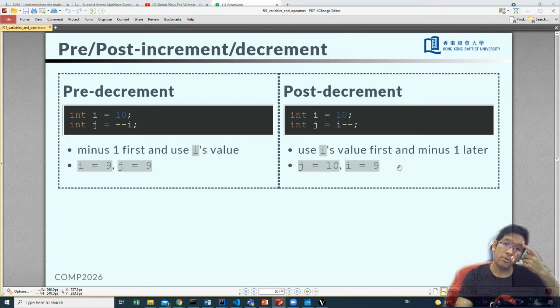Now, how about this one? Pre-decrement and post-decrement work very similar to the increment. If I equals 10 and we have minus minus I, this minus minus will operate first and then take the new value of I and assign it to J. So that will give us I equals 9 first and then J equals 9. Post-decrement, in this case, we will assign the old value of I, which is 10, to J, followed by decreasing the value of I by 1, which is 9.